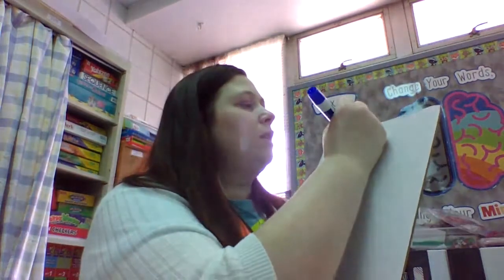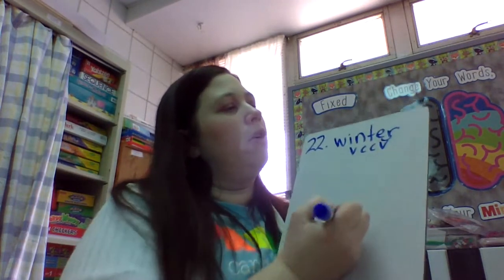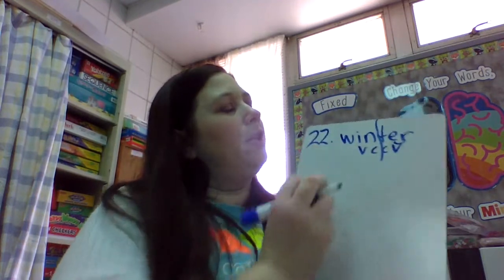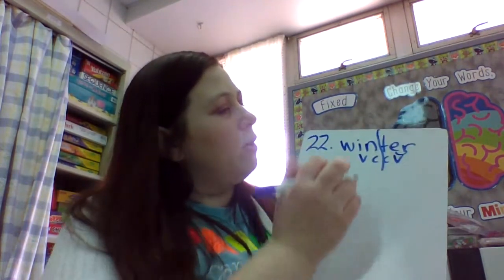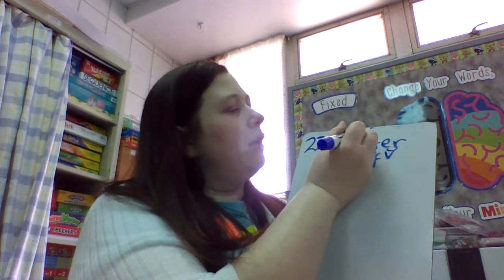Number 22 is winter. Winter. Here we have this vowel, consonant, consonant, vowel. We also have our ER arc. We're going to draw a line between the N and the T where our two consonants are. And then here we have vowel, consonant, and our I gets the brev.